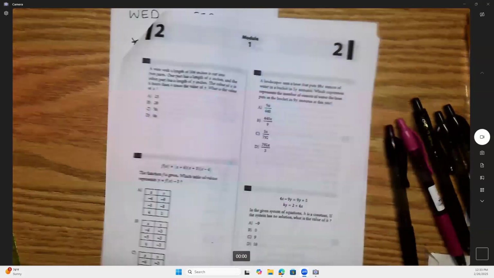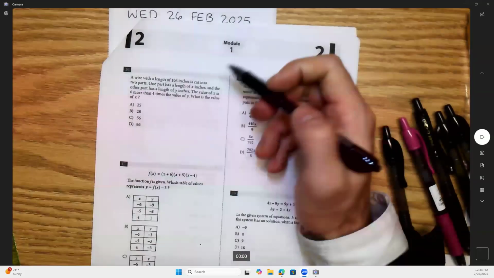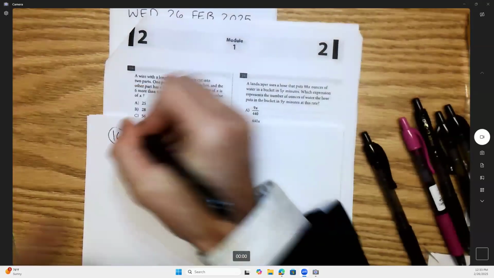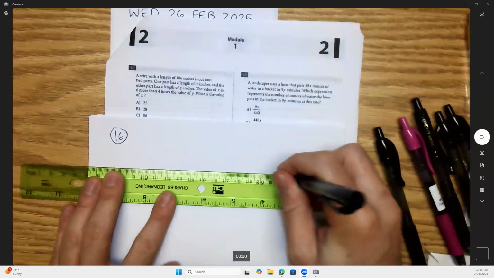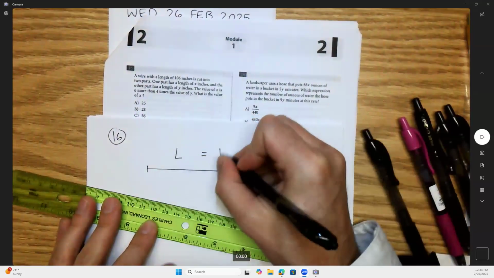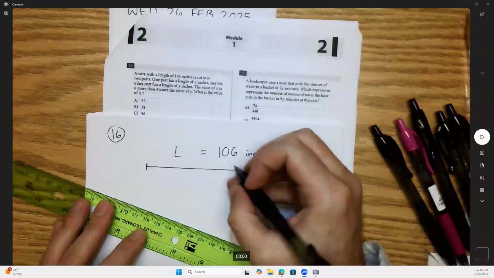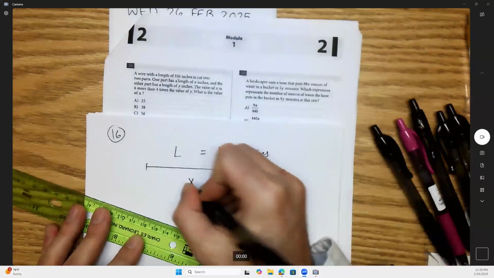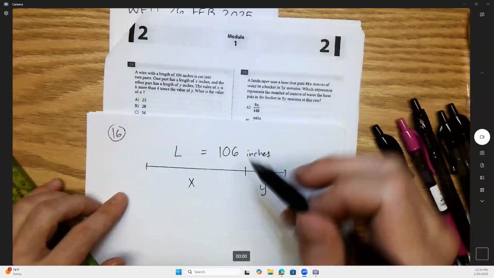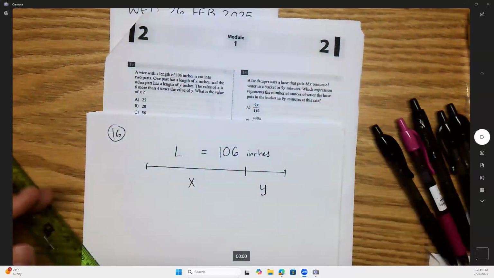Oh, you're going to number 16. A wire with length 106 inches is cut into 2 parts. Let's draw this out. 16. I got a wire. I know the full length of the wire is 106 inches. We're going to cut this into 2 parts. I'll call this X and I'll call this Y. And they're saying the value of X is 6 more than 4 times Y. What's the value of X?